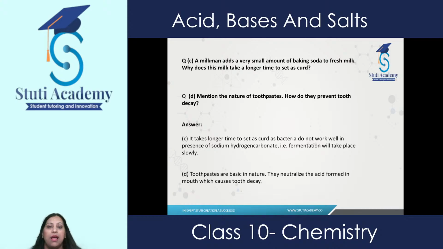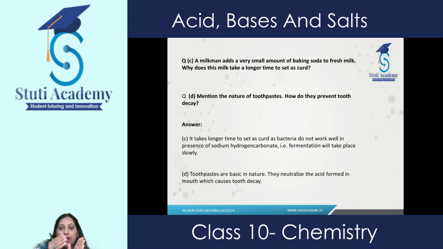Now first is, a milkman adds a very small amount of baking soda. Generally in shops, when they are making curd from milk, they'll add baking soda. Although we are not using it in our home, we can see the difference in the curd which we get from the market and in our home. That curd is quite thicker. This is due to the addition of baking soda into the curd. And why are they adding it, and why will it take a longer time to set?